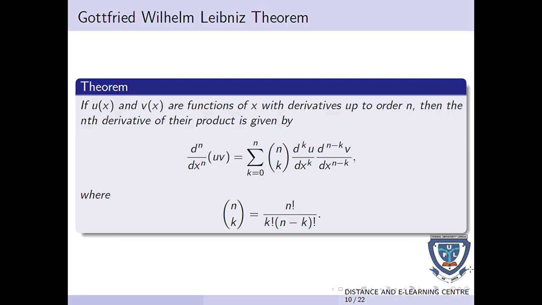Now, our next topic is the Leibniz theorem. The theorem states that if u(x) and v(x) are functions of x with derivatives up to order n, then the nth derivative of their product is given by d^n over dx^n of uv, which will give us the summation of n choose k times those derivatives, where n choose k is equal to n factorial all over k factorial times (n minus k) factorial.